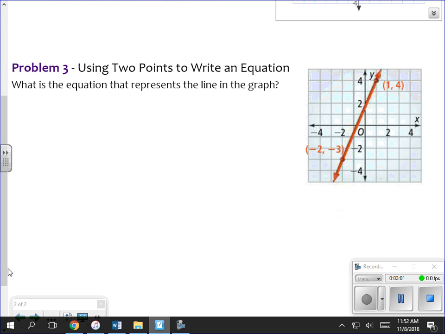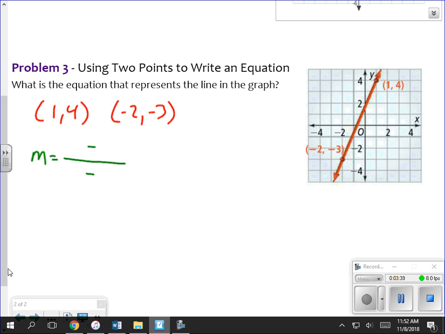Example problem number 3, using 2 points to write an equation. What is the equation that represents the line in the graph? So, I have 2 points. I have 1, 4, and I have -2, -3. In order to write the equation of the line, what do I need? I need a point and a slope. I have 2 points. I can use either one. I need to find my slope. So to find the slope, remember the slope formula. Slope equals change in y over change in x.